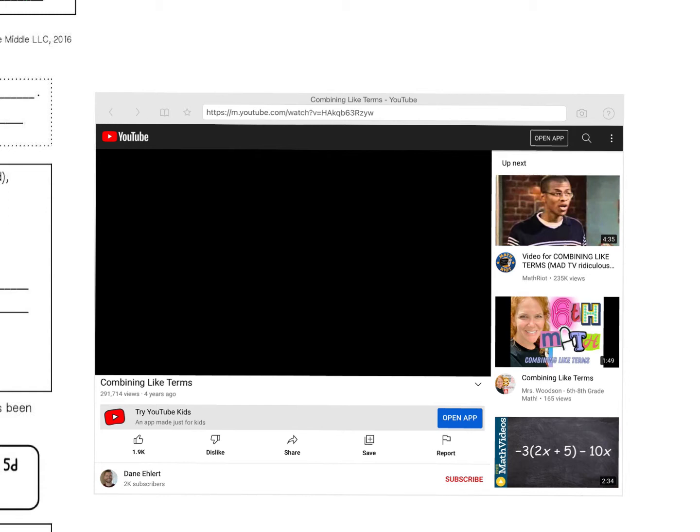And our final check is to see if there are any more teammates after we simplify. Are there any more? No, because they don't have the same letter. We're good. We can't do anything else. Let's take a look at another example.